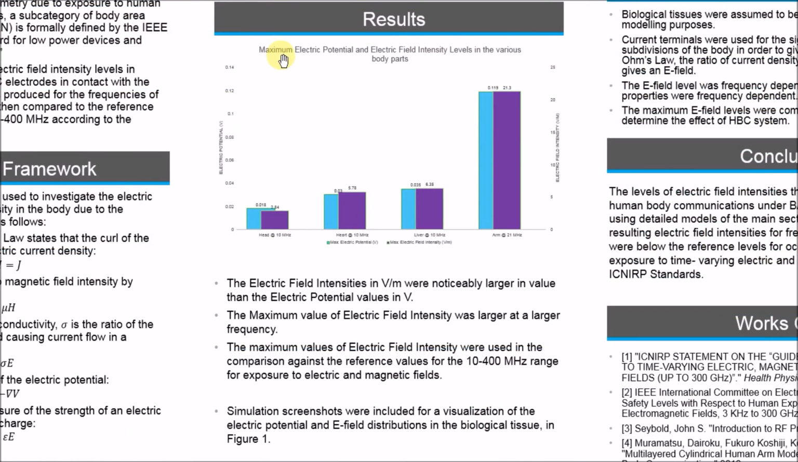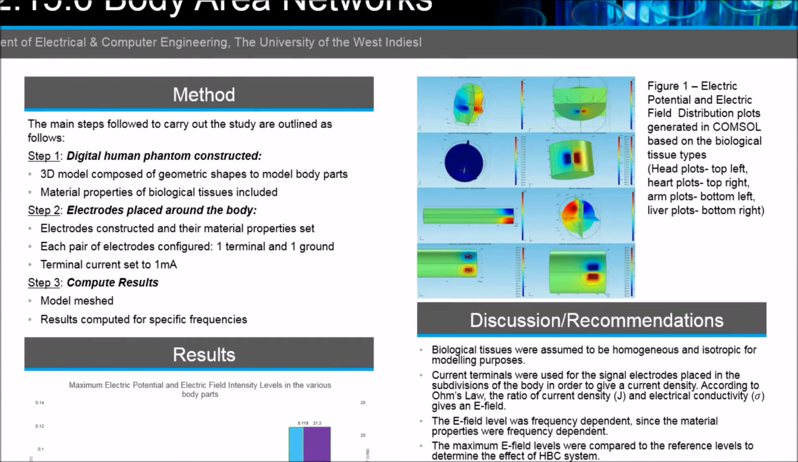The resulting maximum electric potential and electric field intensity levels are represented in this bar graph. As we can see for each biological tissue, the electric field intensity level is much greater than the electric potential level. Also, at a higher frequency, 21 MHz, the electric field intensity is much greater than for the lower frequency. And these maximum E-field values are used in the comparison with the standards. The simulation screenshots are included for visualization purposes.